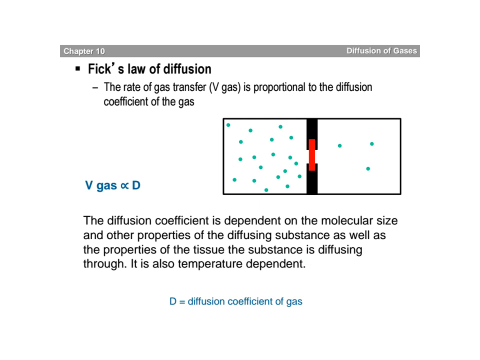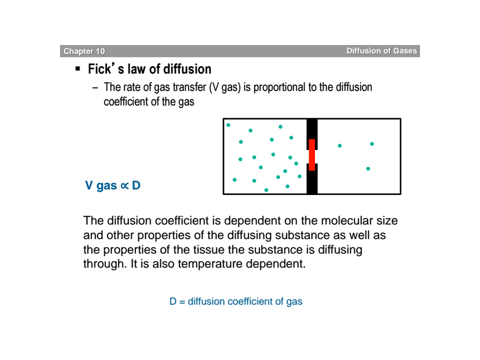According to Fick's law of diffusion, the rate of gas transfer, or V gas, is proportional to the diffusion coefficient of the gas. This is referred to as D. And so if there's an increase in this diffusion coefficient, then there'll be an increase in the rate of gas transfer. So for example, a doubling of D would lead to a doubling of the rate of gas transfer.